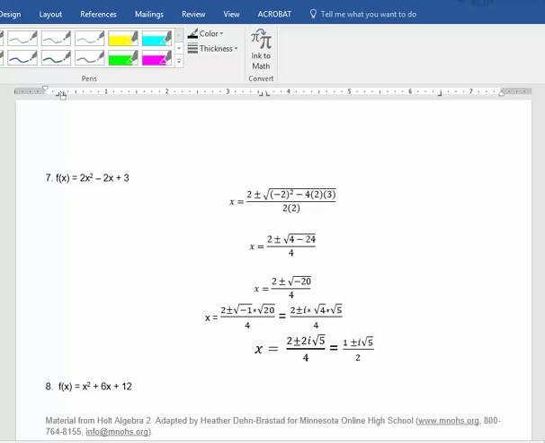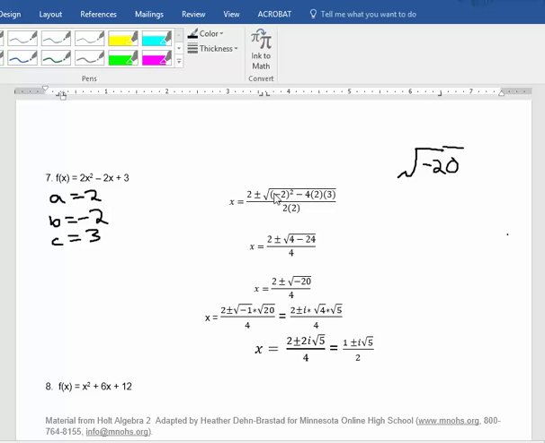All right, here's one that I wanted to take a little more time with. In number 7, A was 2, B was -2, and C is 3. When we plug these numbers in, we're going to get a negative number underneath the square root. We're going to get the square root of -20, because -2 squared is 4, and 4 times 2 is 8, times 3 is 24. So we have 4 minus 24, which is -20.